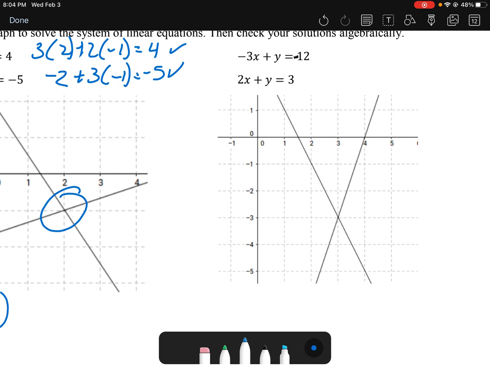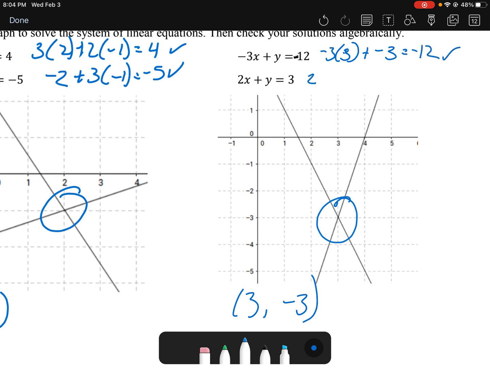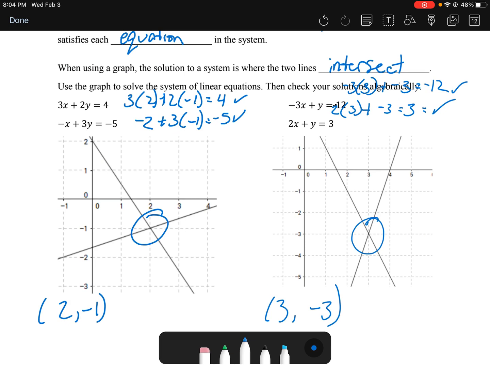All right, where do the two lines intersect one another? Right here at the corner point, 3 comma negative 3. Substituting it back in, I have negative 3 times 3 plus negative 3. Does that equal negative 12? Yes, it does. And I have 2 times x, or 3, plus y, which is negative 3, equals 3. Does that check out? Yes, it does. So we're just looking at where the two lines intersect one another.